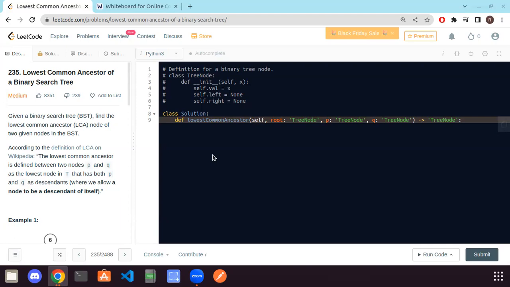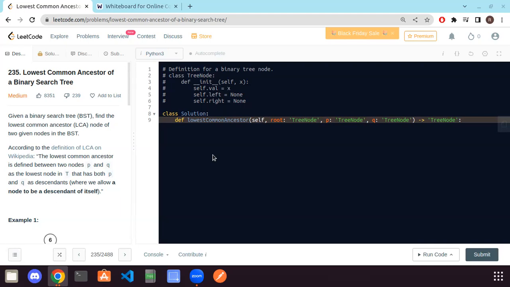Given a binary search tree, BST, find the lowest common ancestor, LCA, node of the two given nodes in the BST. And according to the definition of LCA on Wikipedia, the lowest common ancestor is defined between two nodes P and Q as the lowest node in T that has both P and Q as descendants, where we allow a node to be a descendant of itself.